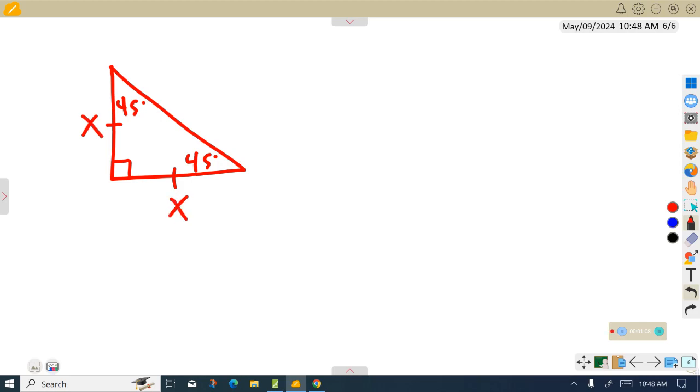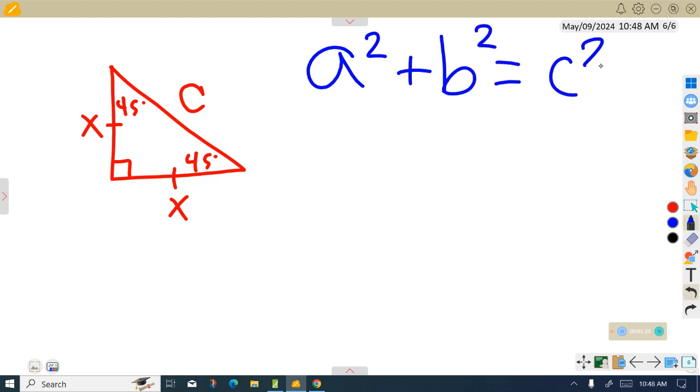The 45, 45, 90 has a special name. We also call it the isosceles right triangle, because it has two sides that are equal. So if that's x and that's x, then let's do some math to figure out what the hypotenuse would be. We got a squared plus b squared equals c squared.